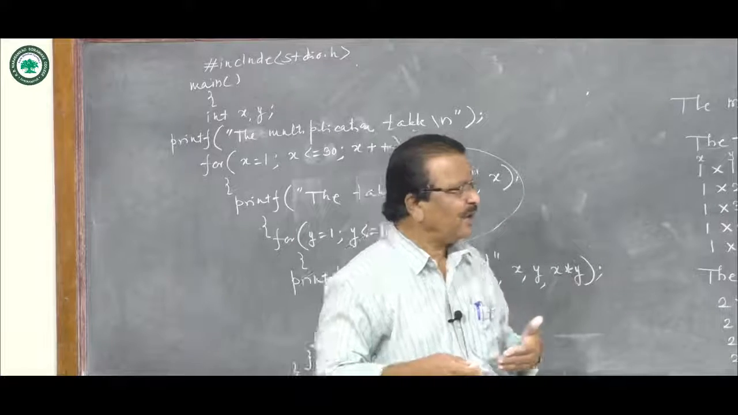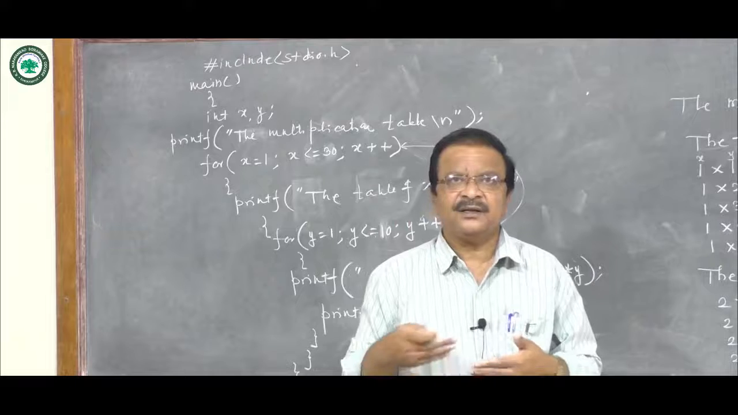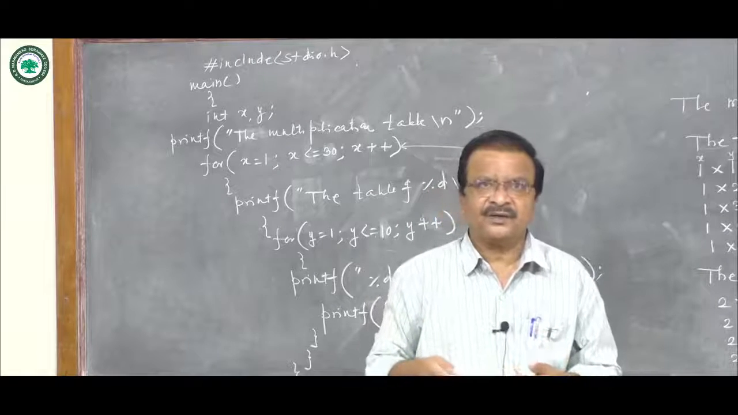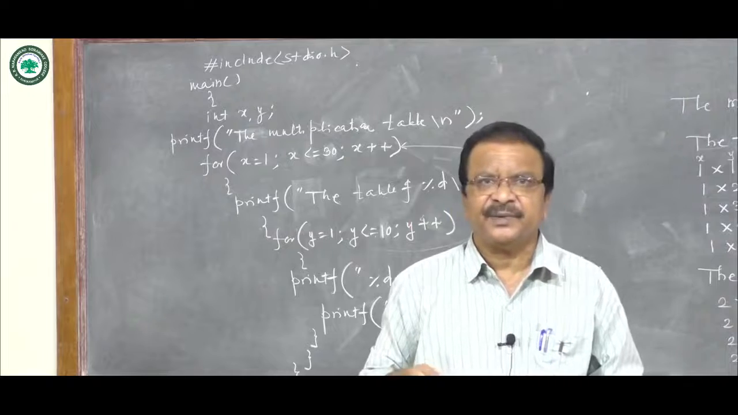So this is all about these 3 loops in C, namely while, do while and for. Next time we will discuss the switch statement. Thank you.